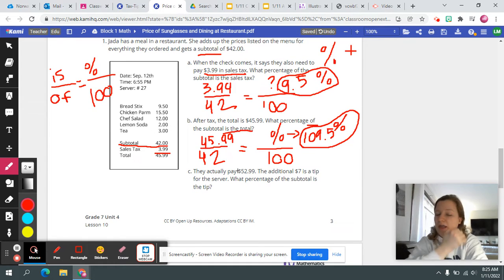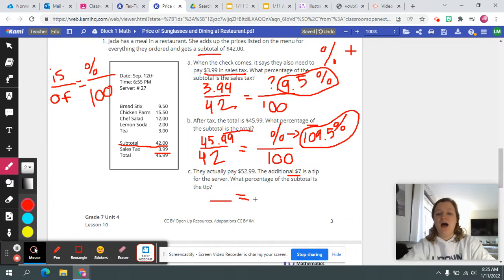All right, so let's keep going. They actually pay $52.99. The additional $7 is a tip for the server. So if you go to a restaurant, you always have to tip your servers. That's like a way of saying thank you for a good or service. So they want to know what percentage of the subtotal is the tip. So the language is right there in the question for our setup.